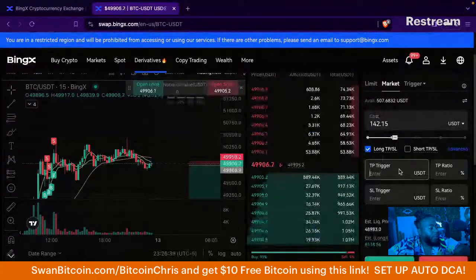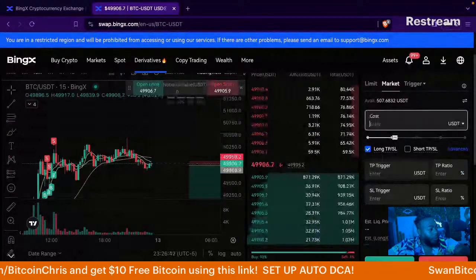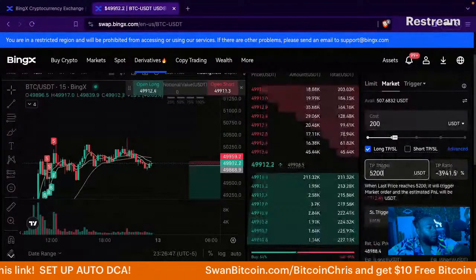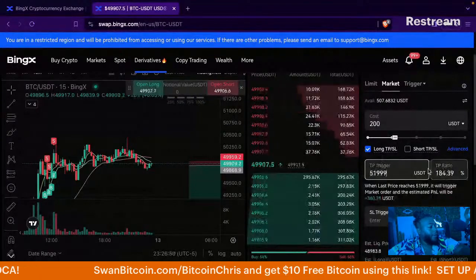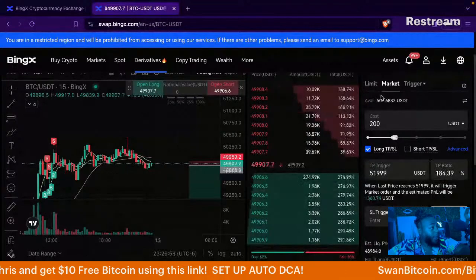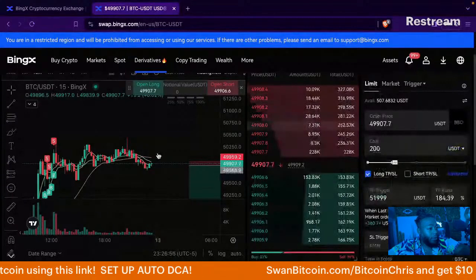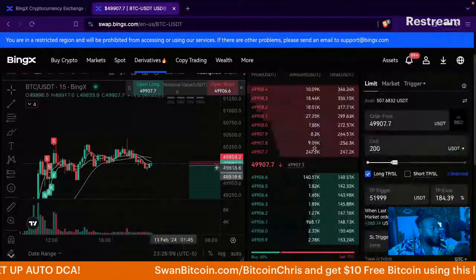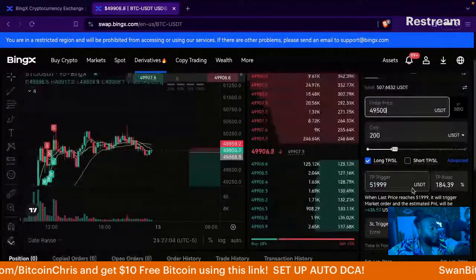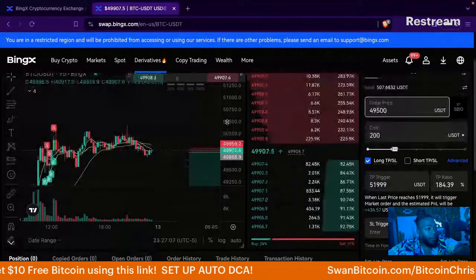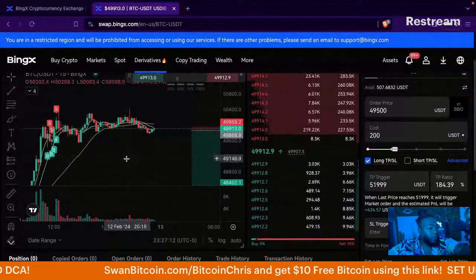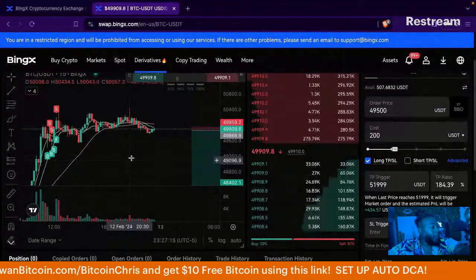All right, I would do 100 or just do the $200 trade. I would say 52,000, 51,999, because they like to play games. $360. Stop loss, I would open this up at the lows, 49.5. All right, and then I would have a stop loss at 49,000. I don't know.